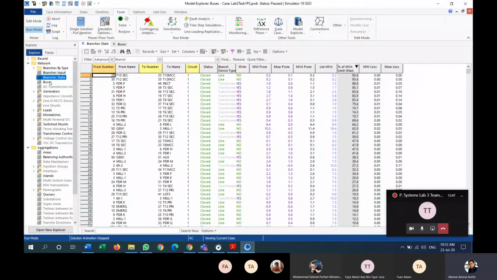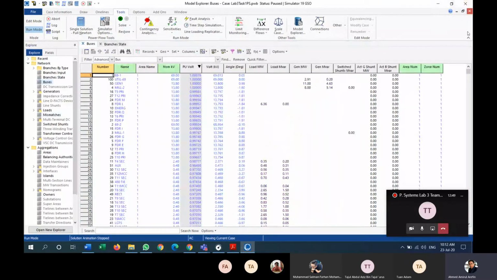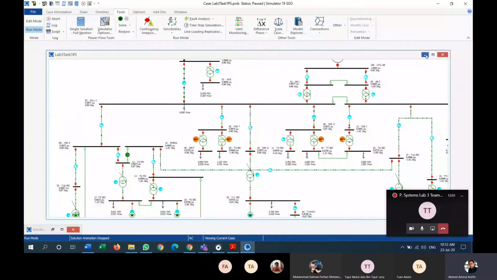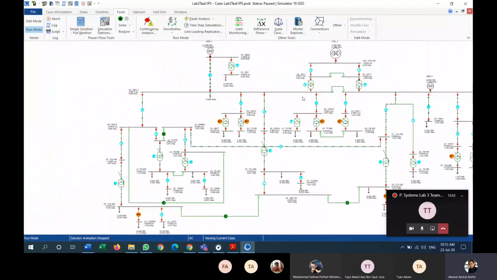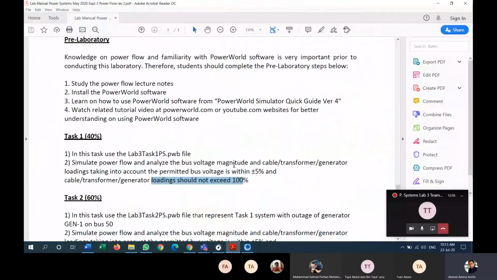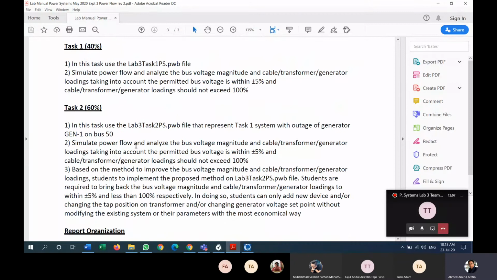So this is the task 1 we have. This is all about task 1, where you just need to run and simulate, and then analyze whether it's in the range or not. If it's in the range, then okay. Then the task 2.